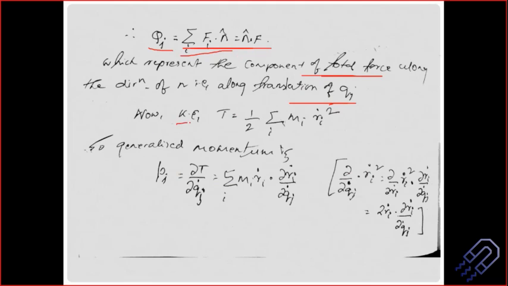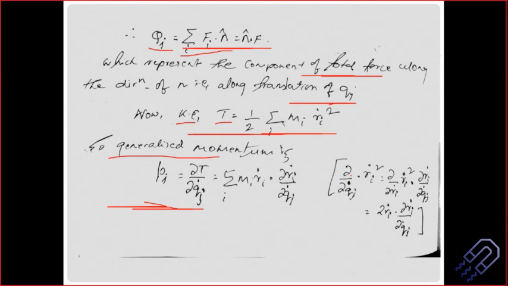The kinetic energy that we are talking about is half mi ri dot square. Just go back to the basics again and find out the generalized momentum now. We're going to use all these for the final derivation. So Pj is equal to delta T by delta Qj dot, which is equal to summation over i of mi ri dot, and del ri by del Qj dot.